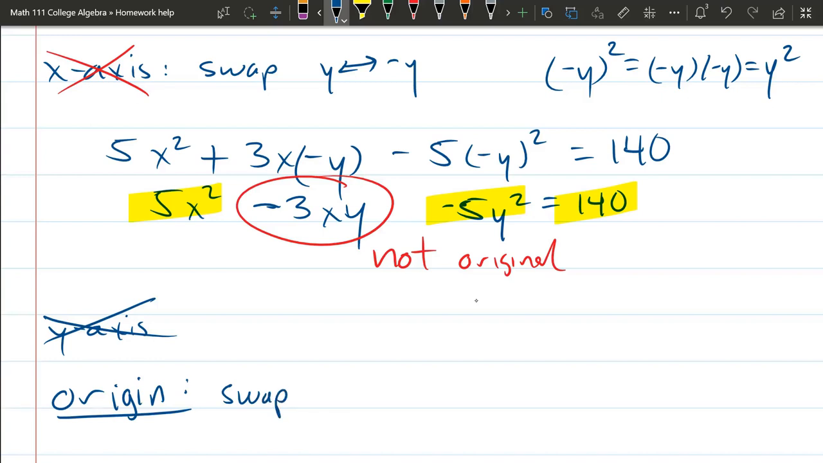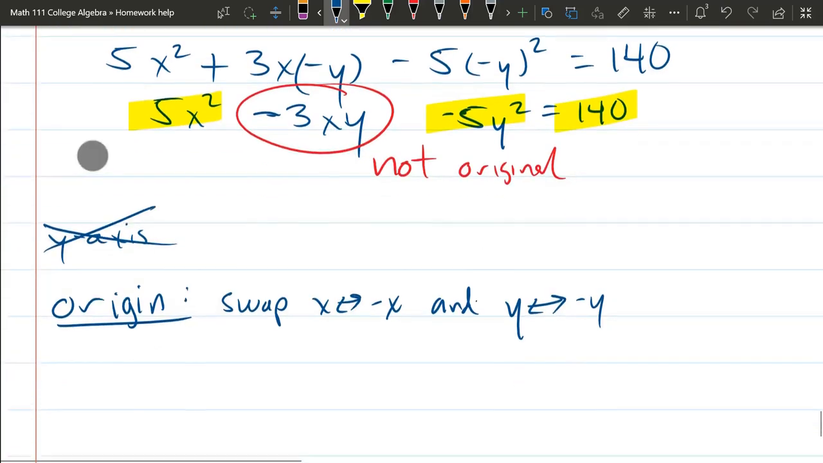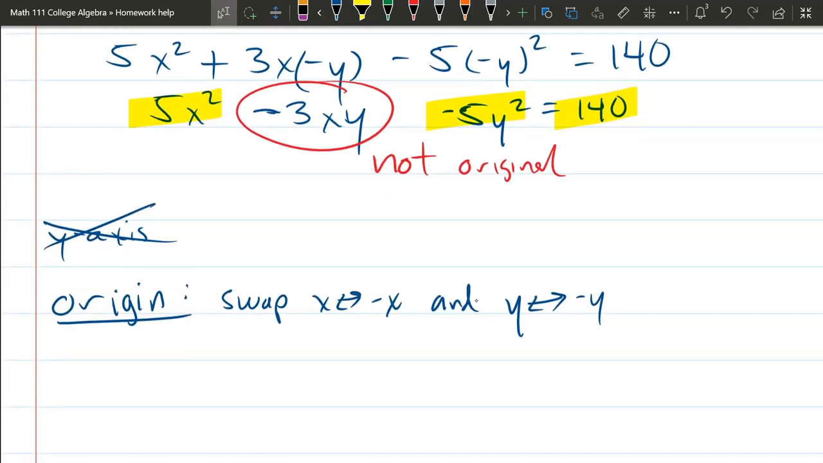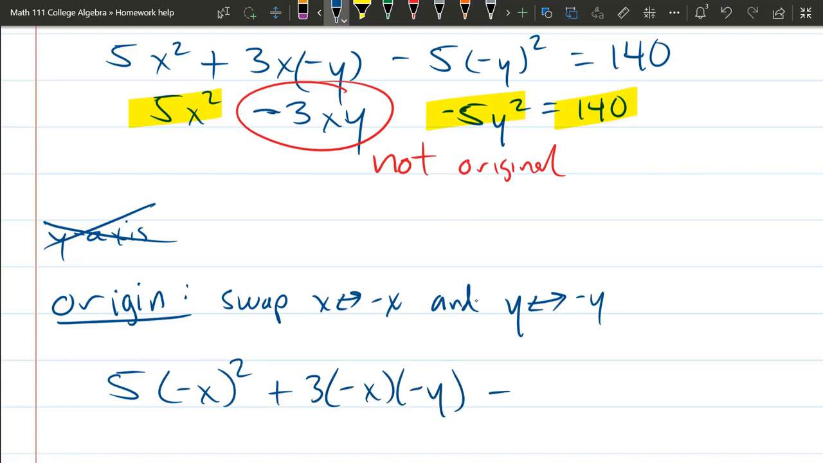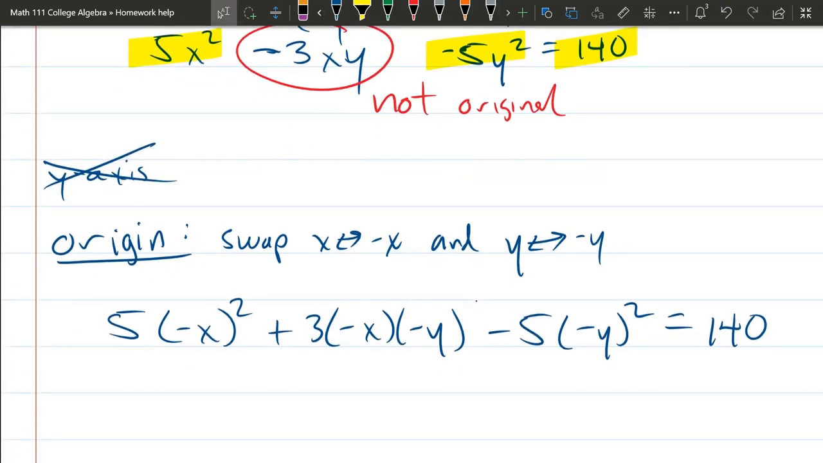So here I'm swapping both x with negative x and y with negative y. And top of the screen, it's not the original, but almost the original. So we're plugging in negative x plus 3 negative x negative y minus 5 negative y squared equals 140. Okay, so again, x appeared twice and y appeared twice.